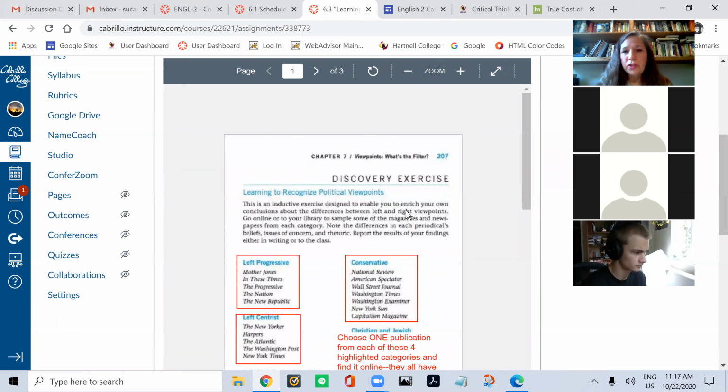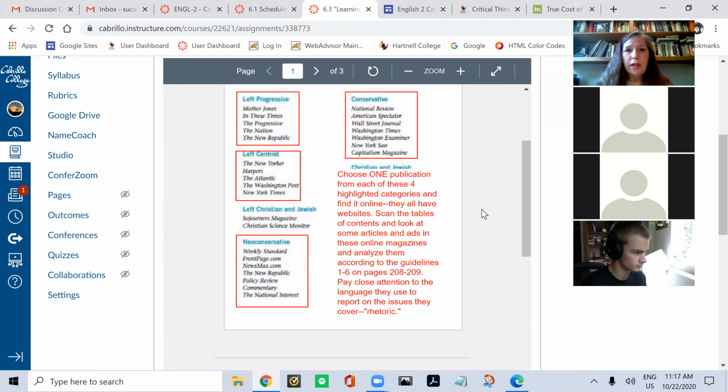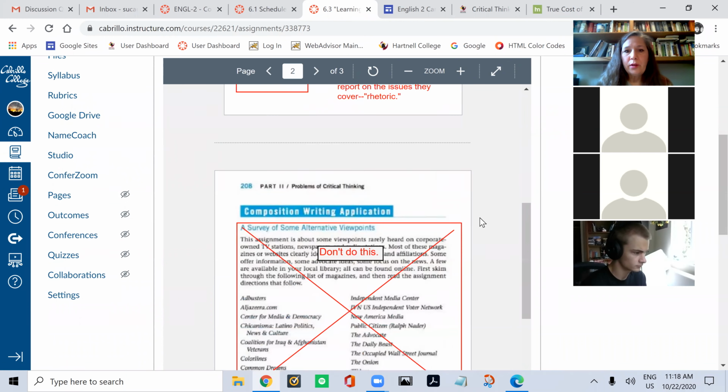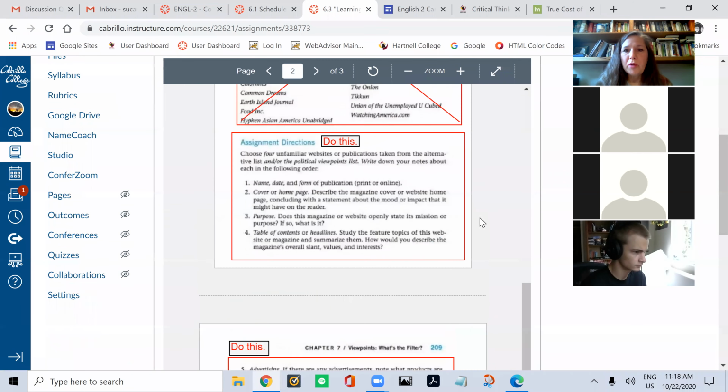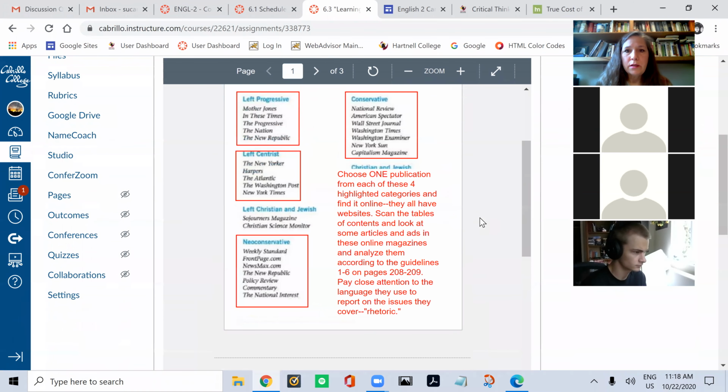All right, there it is. There's page 207. And you can see that I've marked it up. So I'm just going to go through this markup really fast, or fairly fast. I don't know how fast. I shouldn't say that.